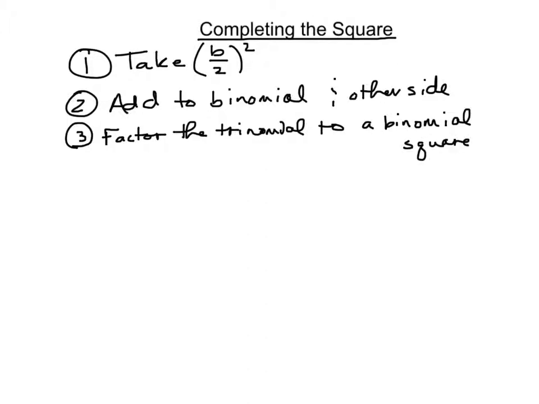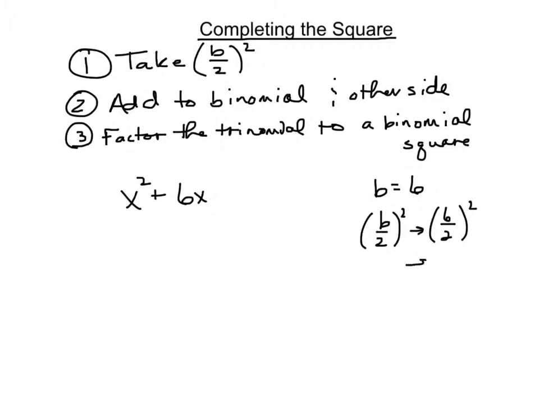Okay, for example, let's take a quick example here. Let's say I had x squared plus 6x. In this case, b is the number 6. So b over 2 squared is 6 over 2 squared, and 6 divided by 2 is 3, and squared is 9. So I'm going to add a 9 to this part of the expression. Now if there happened to be an equal sign there, I would add it to the left side and to the right side.